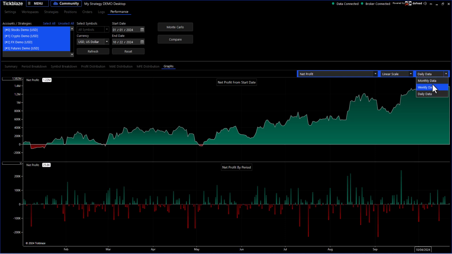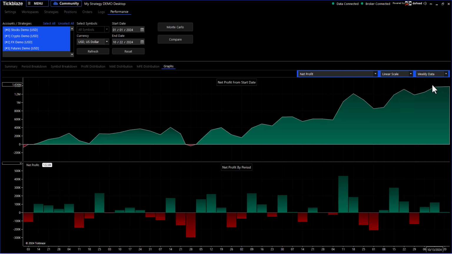If I want to switch this over to weekly, I can see that on a weekly basis, which is pretty visual, right? It's pretty nice and graphically enhanced for you to be able to see the wins versus the losses on your daily basis and your weekly basis, right?